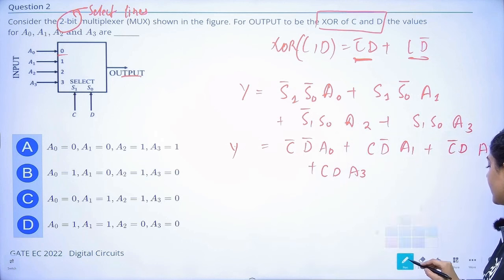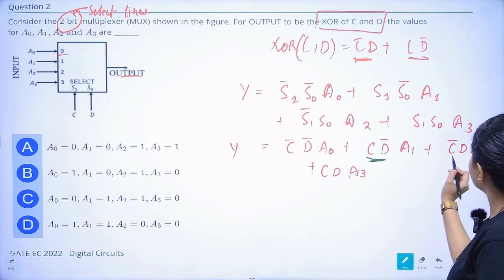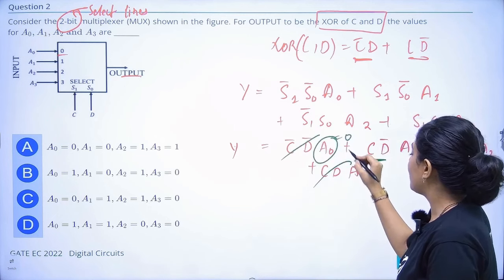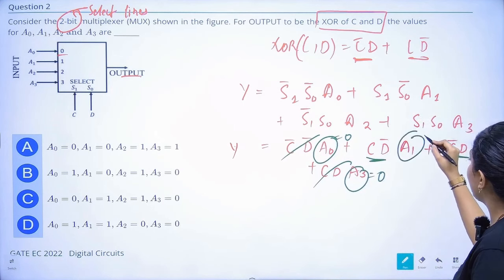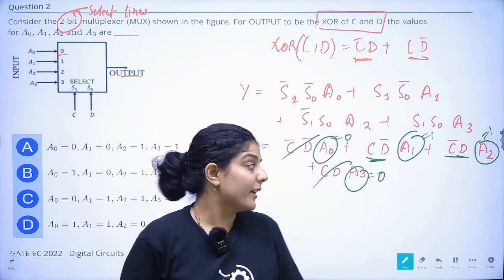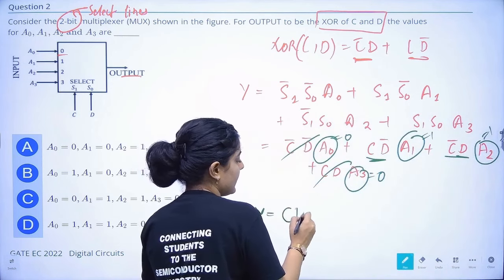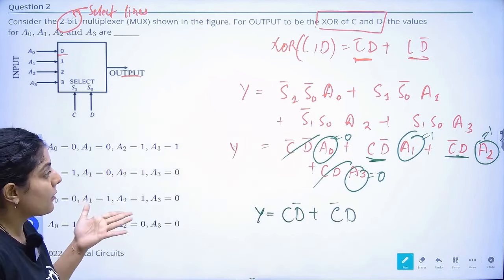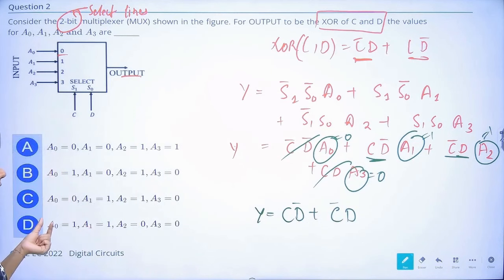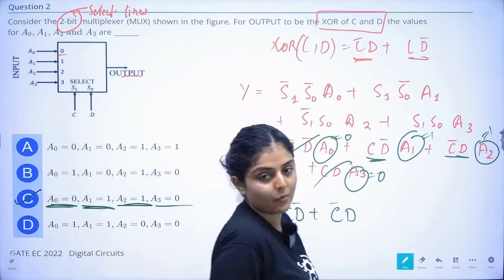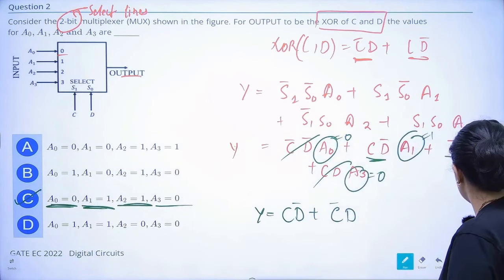Now in this case you see we want this term and this term only, and this one we don't want. So we will put A0 equal to 0, A3 equal to 0, A1 equal to 1 and A2 equal to 1 in order to get the value C D bar plus C bar D. That is the XOR operation. So we got A0 equal to 0, A1 equal to 1, A2 equal to 1 and A3 equal to 0, so option C will be correct. This is how we find it.